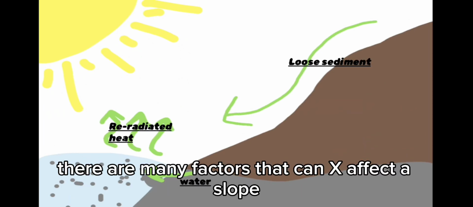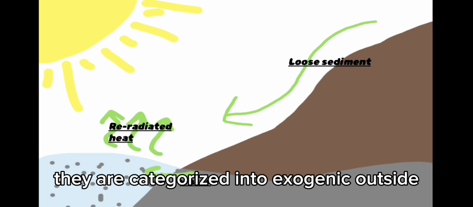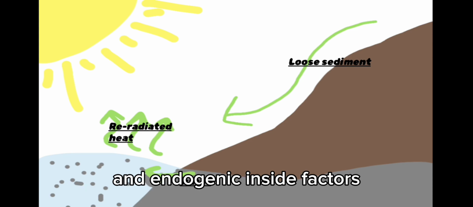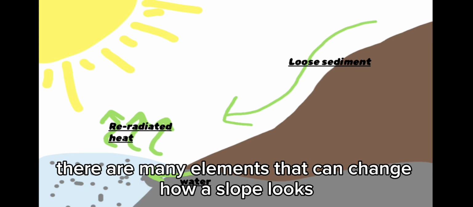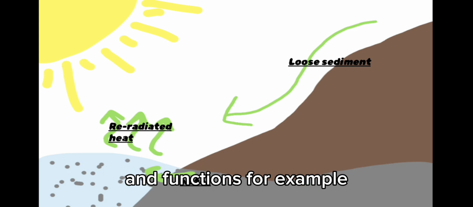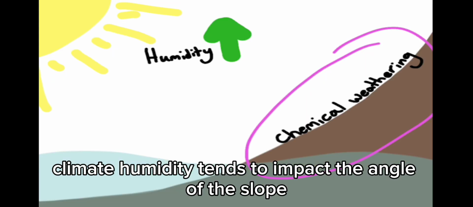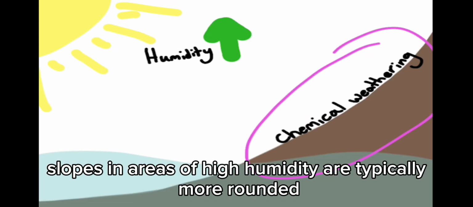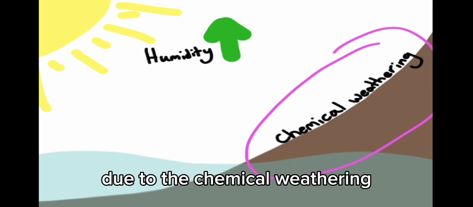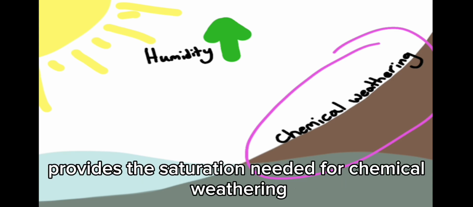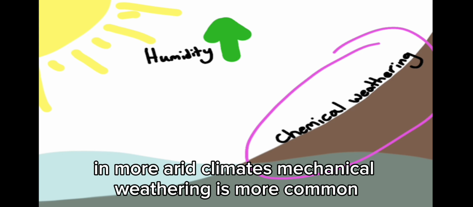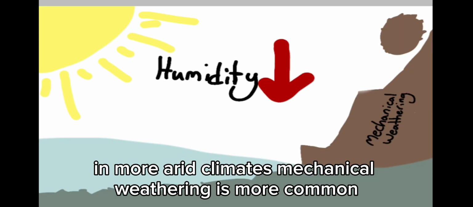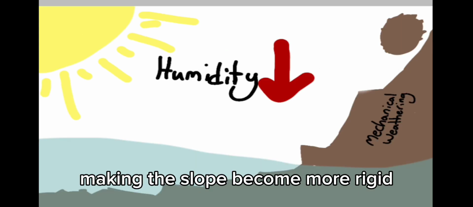There are many factors that can affect a slope. They are categorized into exogenetic, outside, and endogenetic, inside factors. There are many elements that can change how a slope looks and functions. For example, climate. Humidity tends to impact the angle of the slope. Slopes in areas of high humidity are typically more rounded due to chemical weathering. The moisture in the air provides the saturation needed for chemical weathering. In more arid climates, mechanical weathering is more common, making the slope become more rigid.